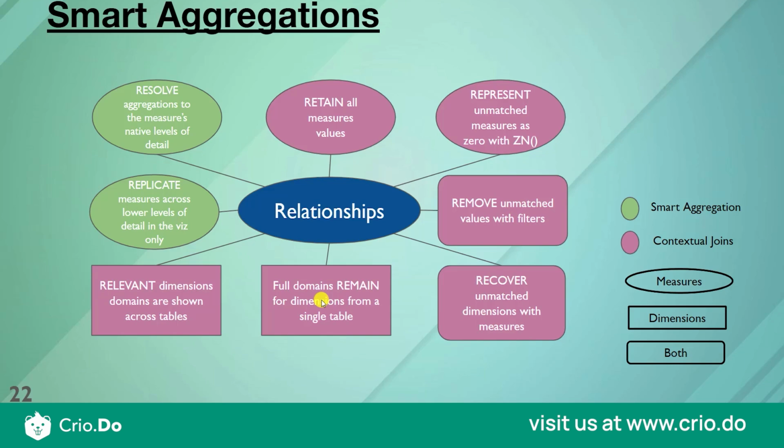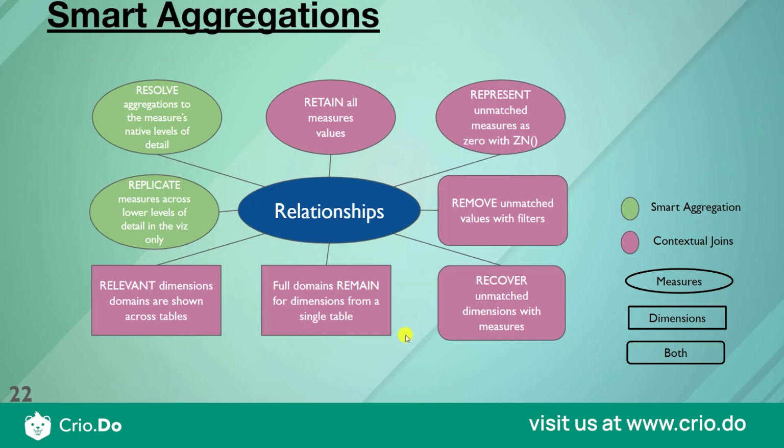Okay, we have 8 R's. The first one, resolve, replicate, relevant, retain, remain, recover, remove, represent, and the final thing, relationships, which is all combined into the relationship. So these are the 8 R's related to relationships, and they act according to the requirement whenever you're doing the data analysis.